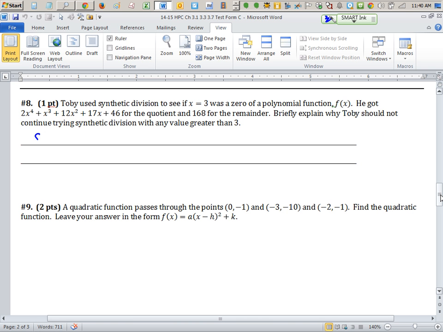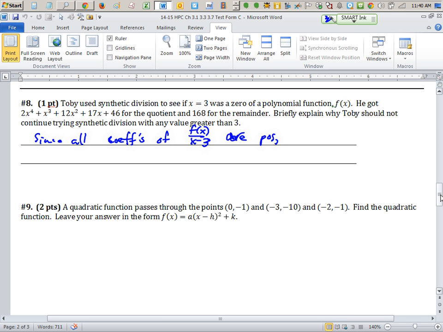Since all coefficients of x divided by x minus 3 were positive, Toby shouldn't try to use any values greater than 3 because they will not yield a remainder of 0 or a factor. Instead, the remainder will increase as the 0 increases, especially since the remaining larger zeros are factors of 3. Okay. I got very small at the end because I was trying to fit it in.